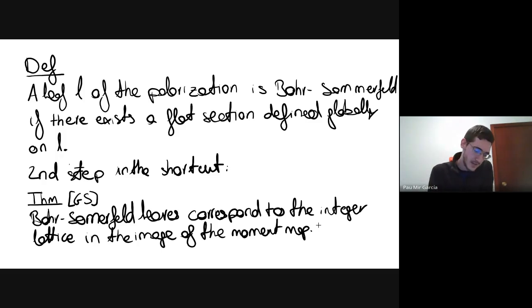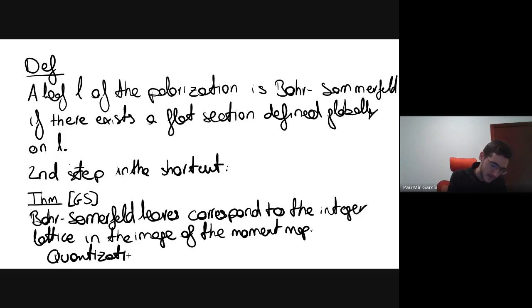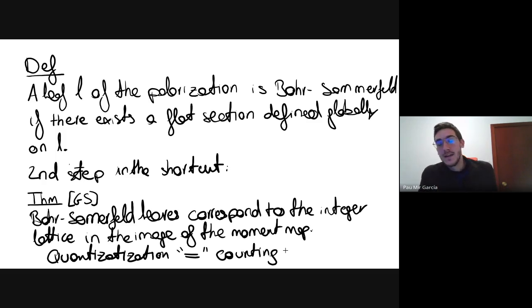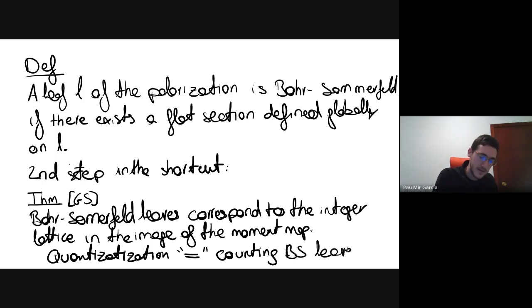So this is essentially the result we classically have to quantize symplectic manifolds. This is not super rigorous, but essentially quantization of symplectic manifolds is the same as counting Bohr-Sommerfeld leaves, and counting Bohr-Sommerfeld leaves is the same as counting integer points in the image of the moment map. Basically, it's counting Bohr-Sommerfeld leaves, which now we know correspond to the integer points in the image of the moment map.